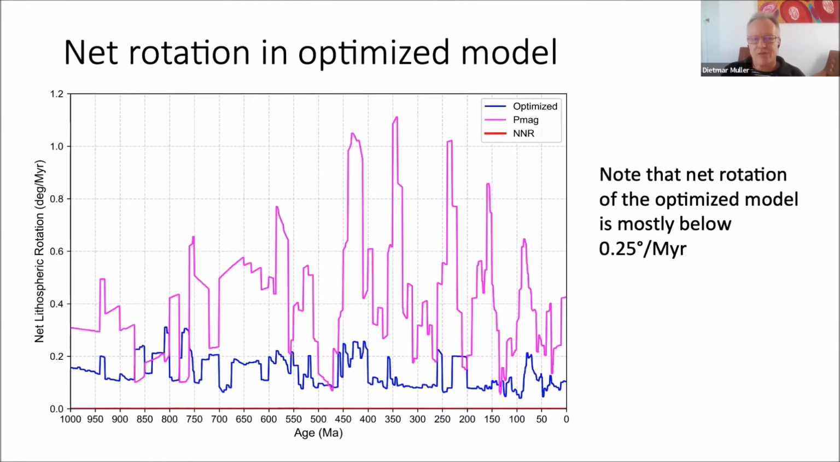This graph shows the net rotation of our entire plate assemblage over time. So note the large fluctuations in net rotation implied by the model based on paleomagnetic data, which is our starting model in pink. And the optimized model is shown in blue here, and you can see immediately that it's kept within a range that is regarded as reasonable by geodynamicists, namely below 0.3 degrees per million year.